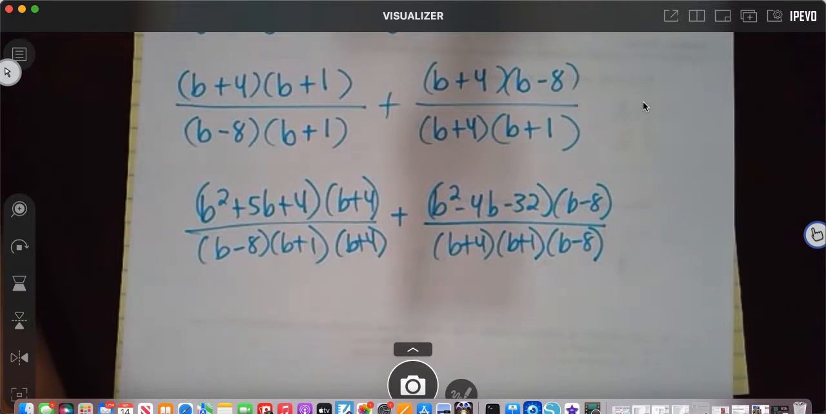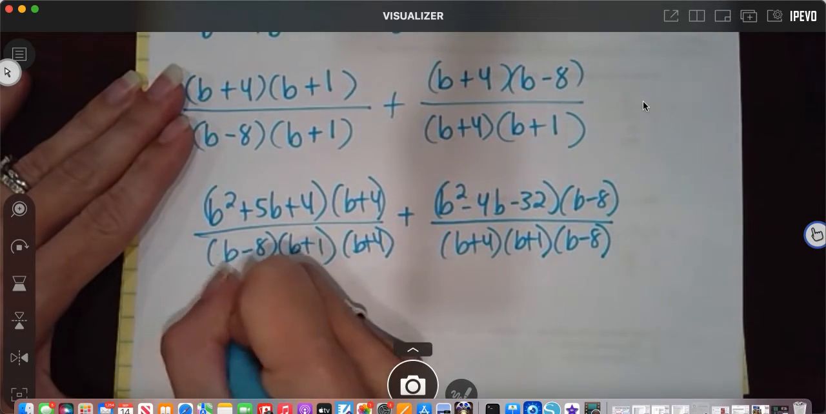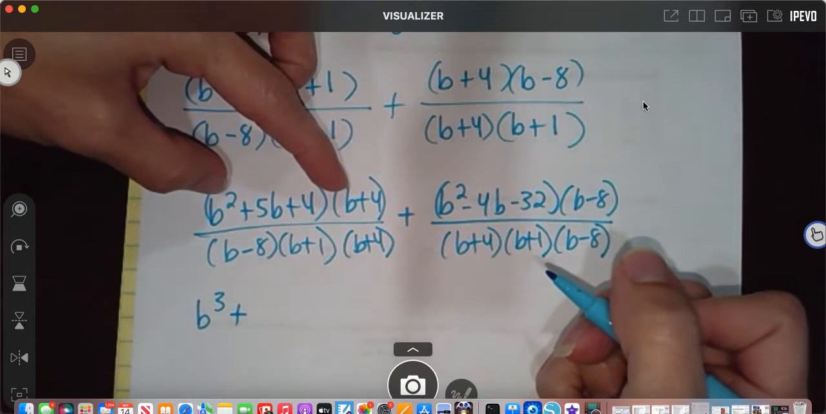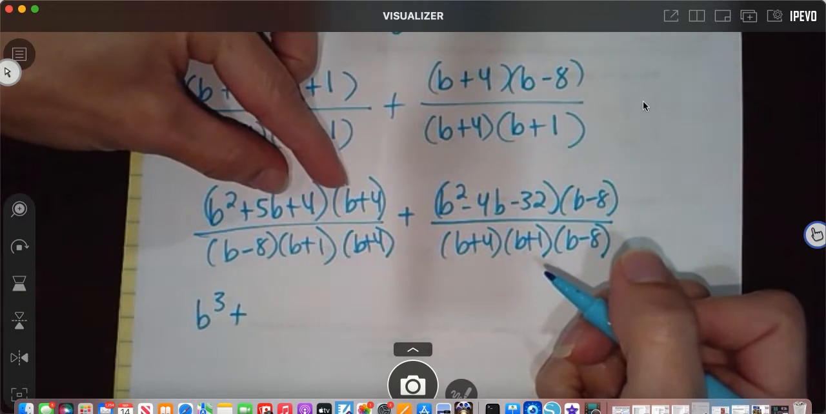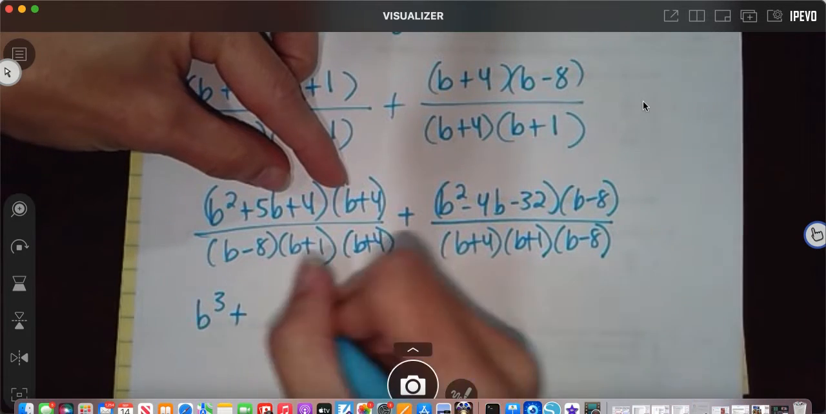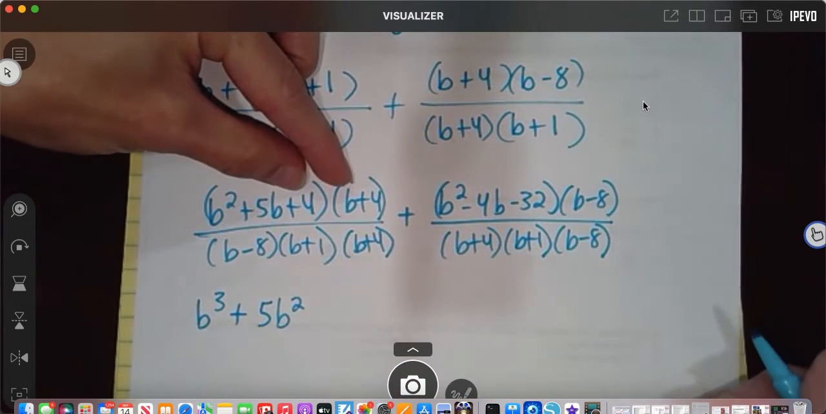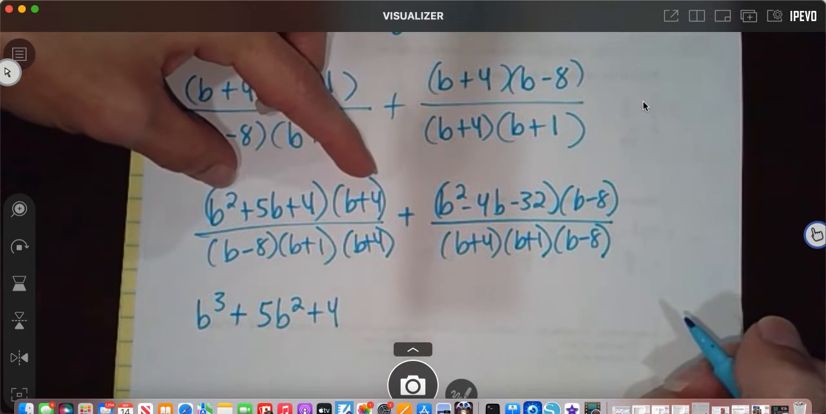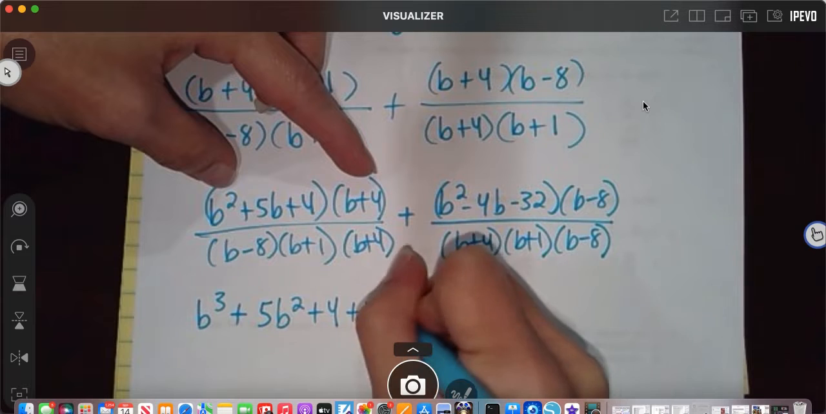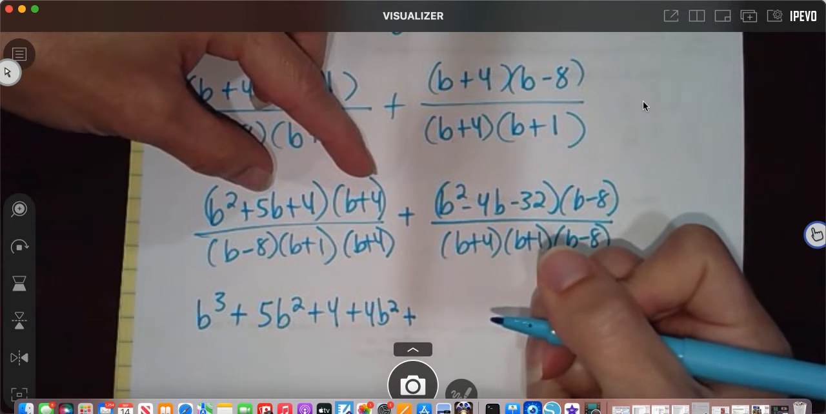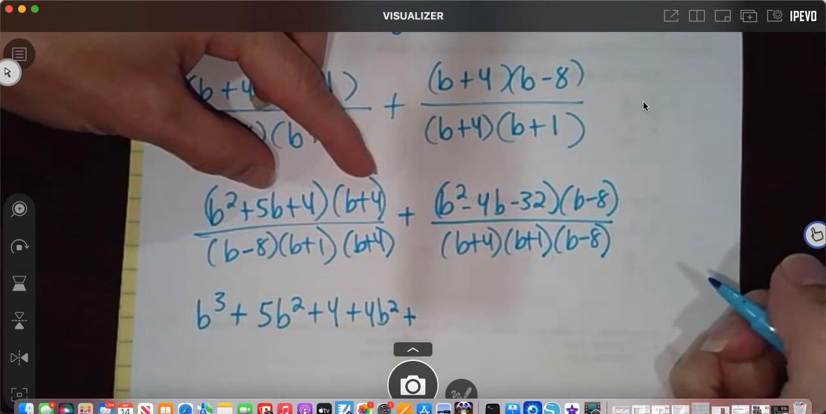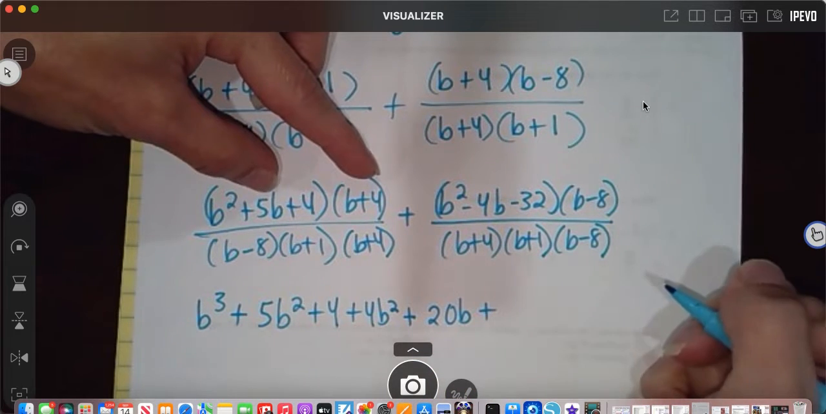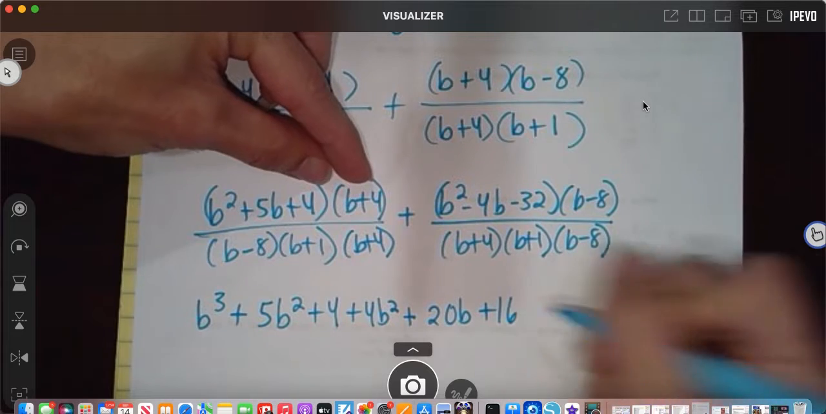B cubed plus. I'm not done yet. B cubed plus, what's the next one? 5B squared. And then what's the next one? 4B. Okay, and then we got to do this again with the 4. 4B squared plus 20B plus 16.